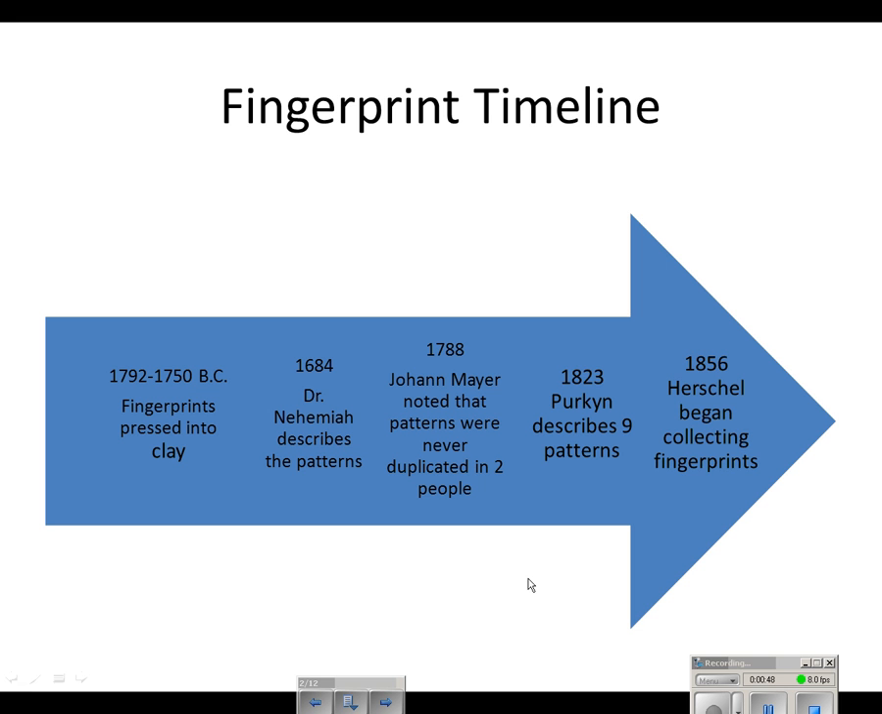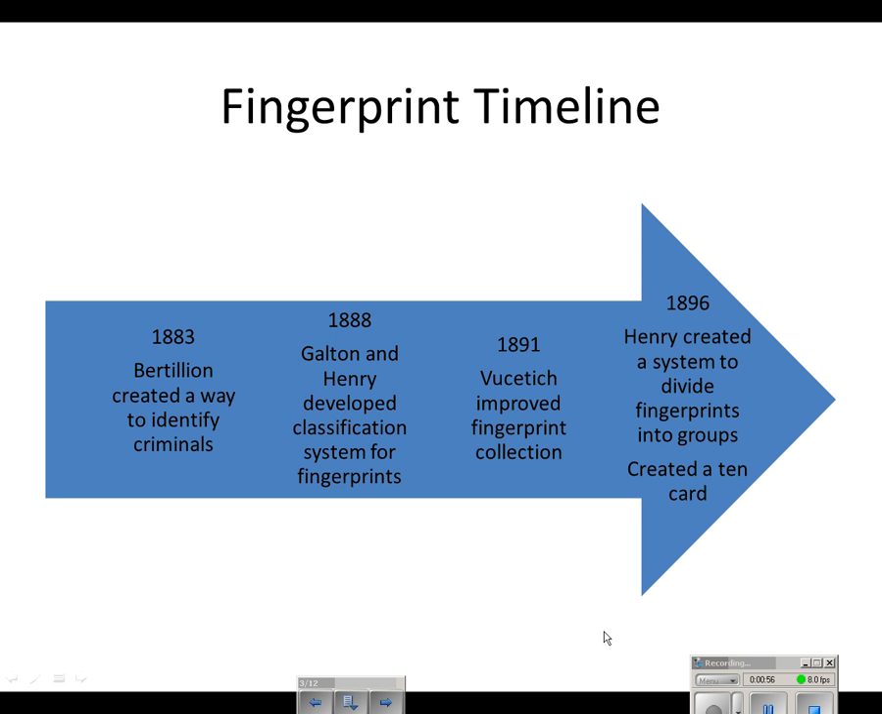In 1823, Perkin described 9 fingerprint patterns. In 1856, Herschel began collecting fingerprints. 1883, Bertillon, who should sound familiar because he came up with anthropometry, which was the system of body measurements, created a way to actually identify criminals using their fingerprints by using a repeat offender. It was able to convict him based on those.